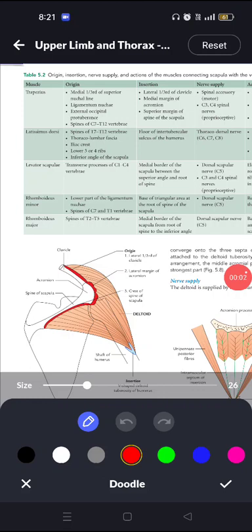Okay, so hello everybody. Today we are going to do the insertions and origins of the extension, adduction, abduction, medial rotation and lateral rotation muscles of the shoulder joint. We have already done the shoulder flexion muscles, origin and insertions, in my previous video. If you haven't seen this video, I will link it down in the description box, right? So today we are going to start with the extension muscles, right?